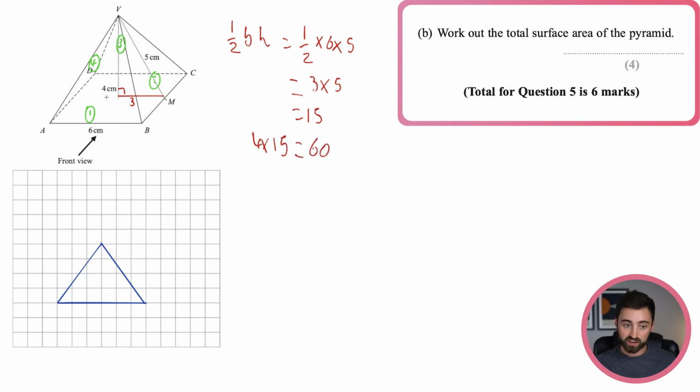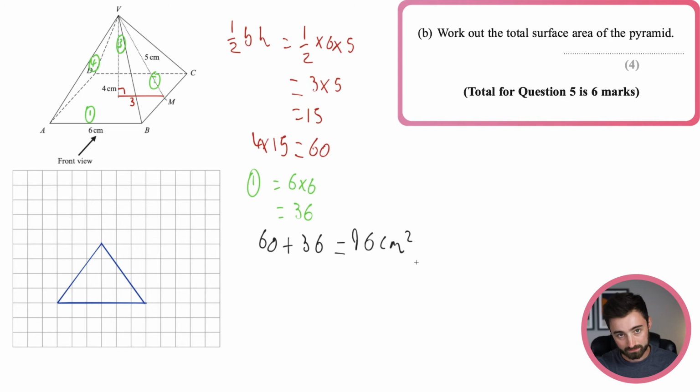So we've got all of the triangles. The only thing left is this one, isn't it? And that is basically just a square. Well, the area of that is just going to be 6 times 6, because it's a square of length 6. So that is 36. So the total area is going to be 60 plus 36, which is 96. What are the units? Centimeters squared.